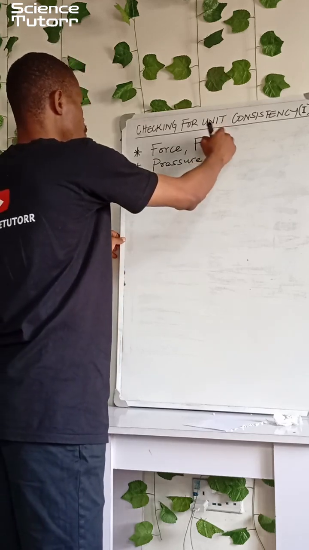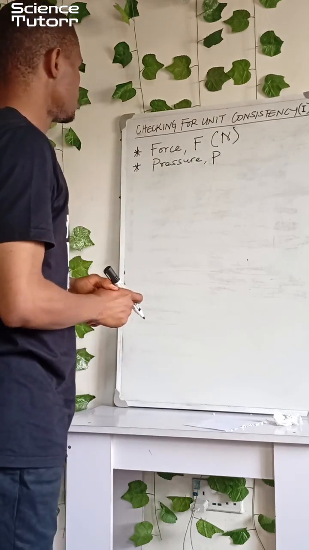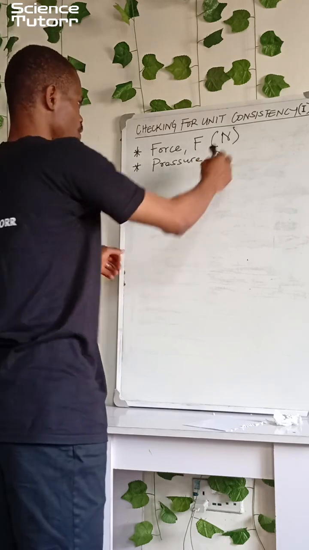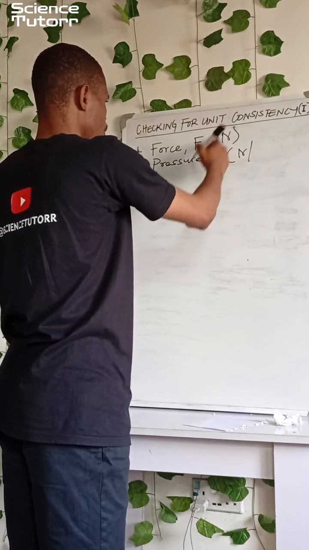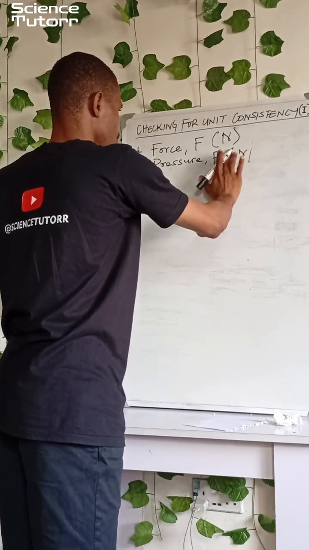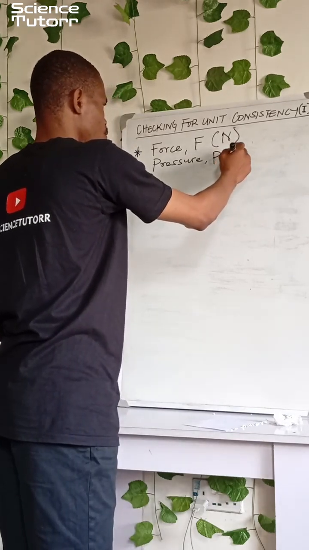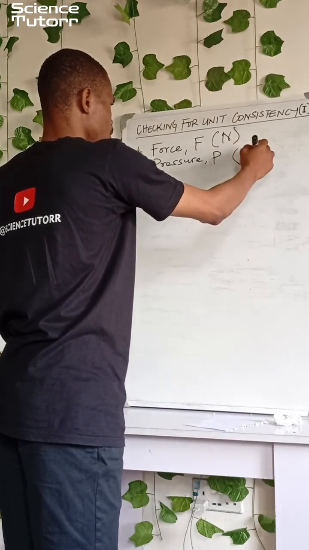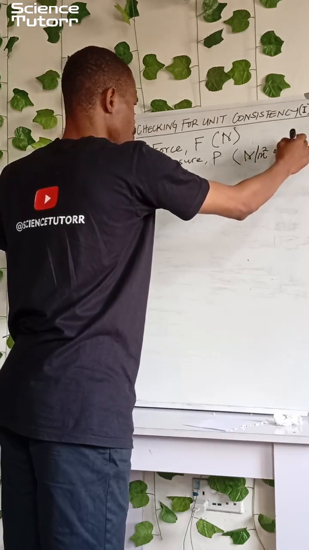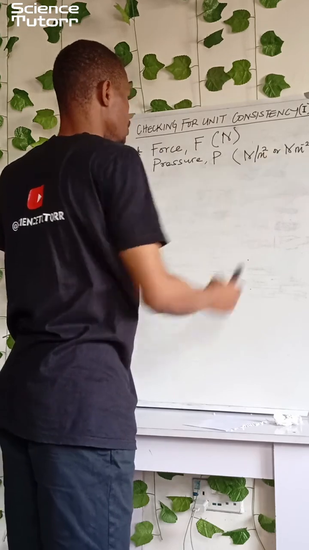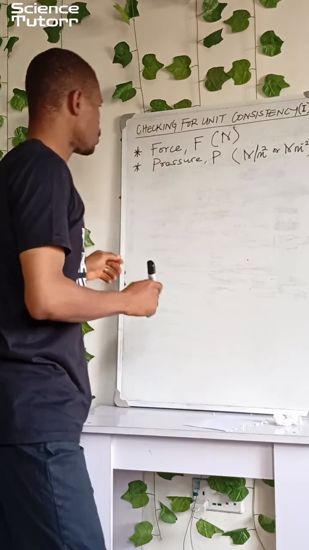Force we know is measured in units of Newton, while pressure is in Newton per square meter. Pressure is force over area. So it has units in Newton per square meter, Newton per meter squared, or written in this form, Newton meter minus 2. Now, how do we check for consistency for each of these?